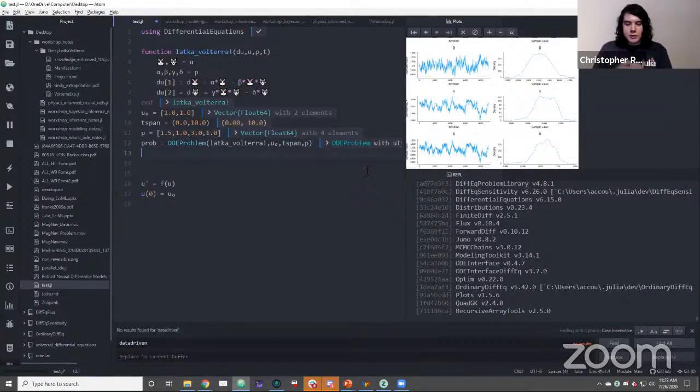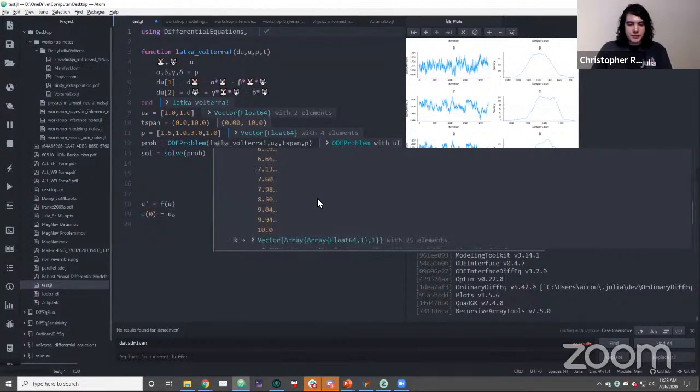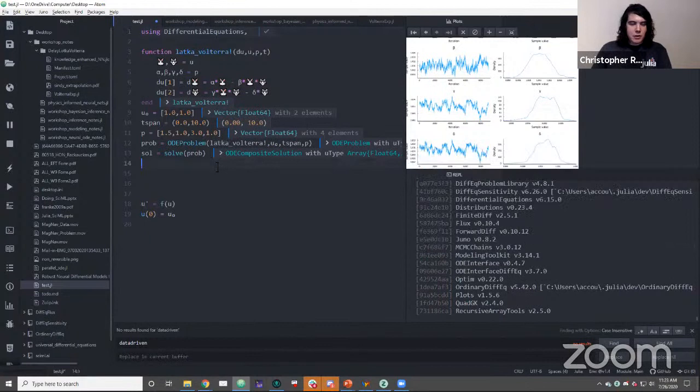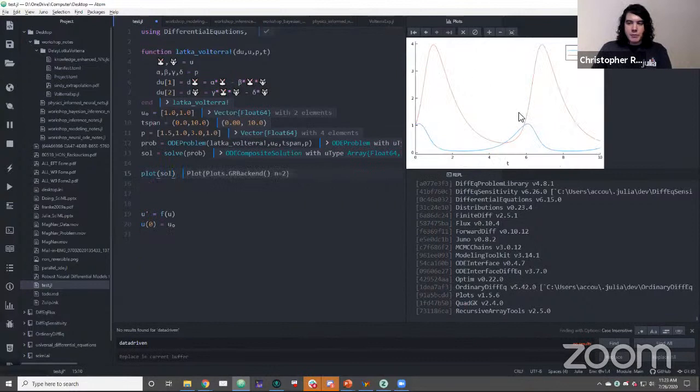And how do you solve this with DifferentialEquations.jl? You just do sol equals solve of this problem, right? And it'll pick a method to solve this. So here you can see that it picked the Tsit5 method with Rosenbrock 2.3. So it's able to automatically detect stiffness and switch between a non-stiff method and a method for stiff equations, and it solves this in 25 steps. And then we can plot the solution, and we see that this is our Volterra equation.